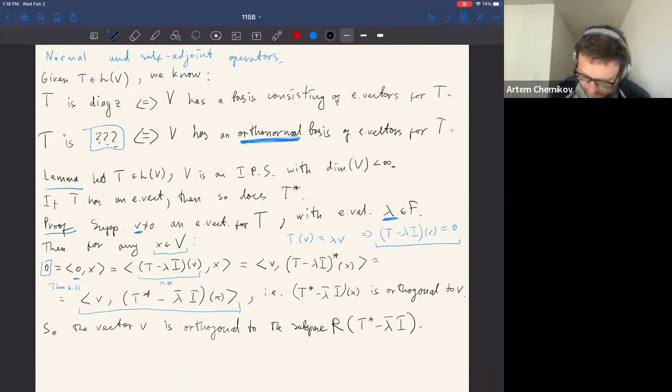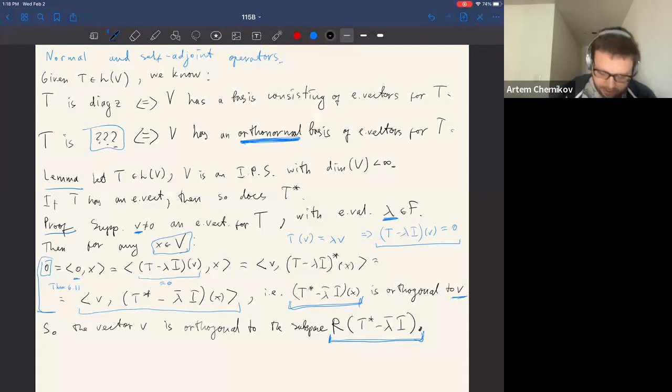So the vector v is orthogonal to this subspace. Are you with me so far? Why do we know this? Because no matter what x I take here, I get that v is orthogonal to the corresponding vector here. Now the range of this linear operator consists of all vectors of the form this operator applied to x, where x ranges over all vectors in V. So this line shows that no matter what vector I take in the range, v is orthogonal to it. That's the point of this calculation.